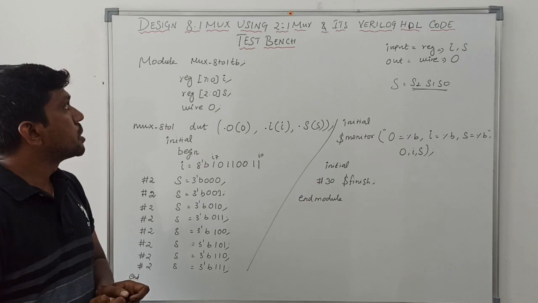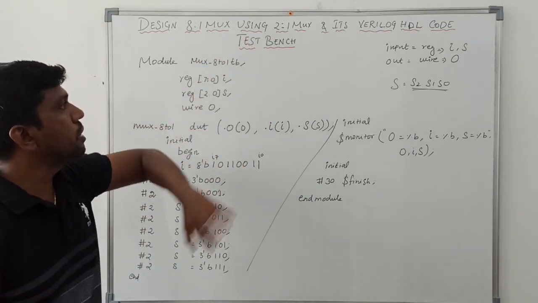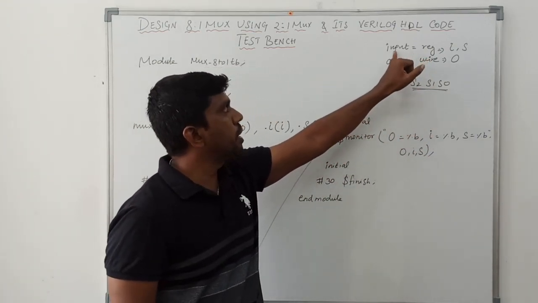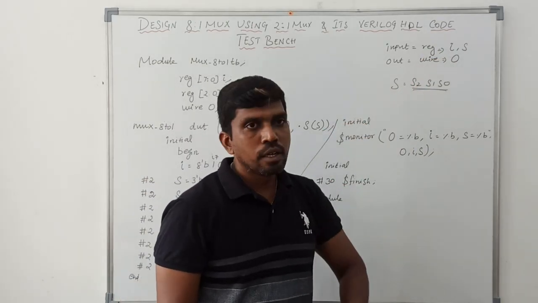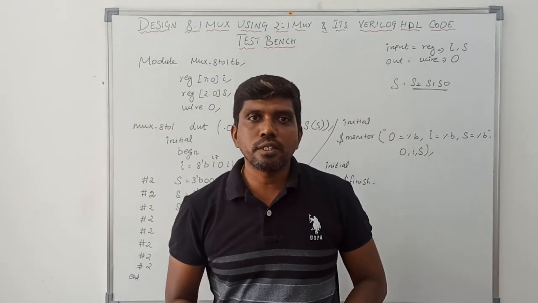So it's a simple way of writing the test bench Verilog HDL code for 8:1 mux using 2:1 mux. Just remember the input variable is declared as register and the output variable is declared as wire. This is the procedure to write the program. I hope you understand the concept very well.